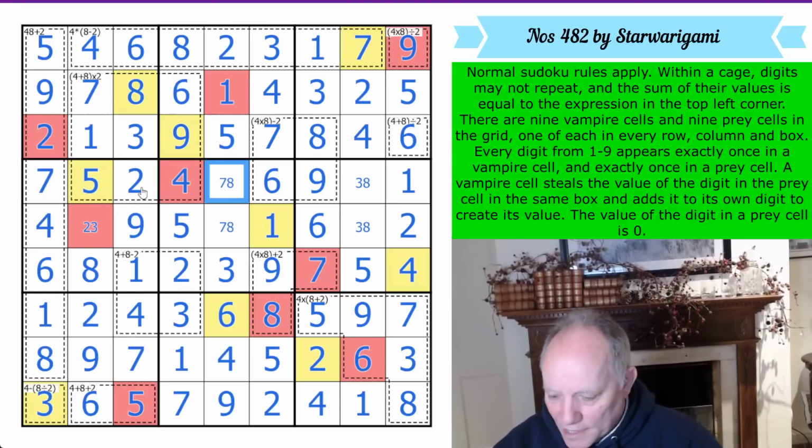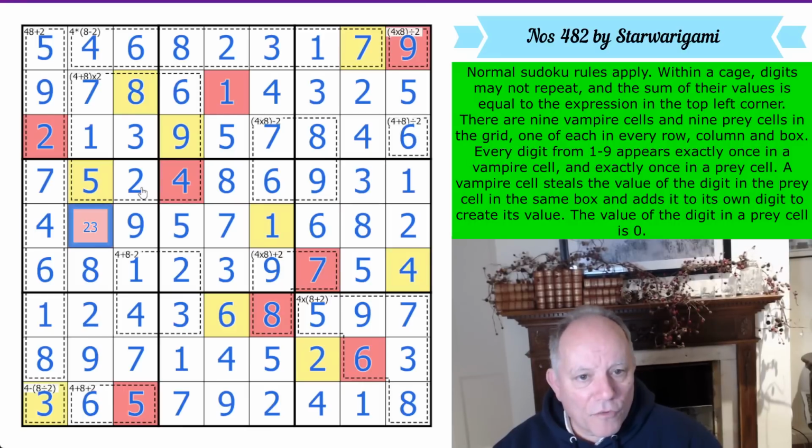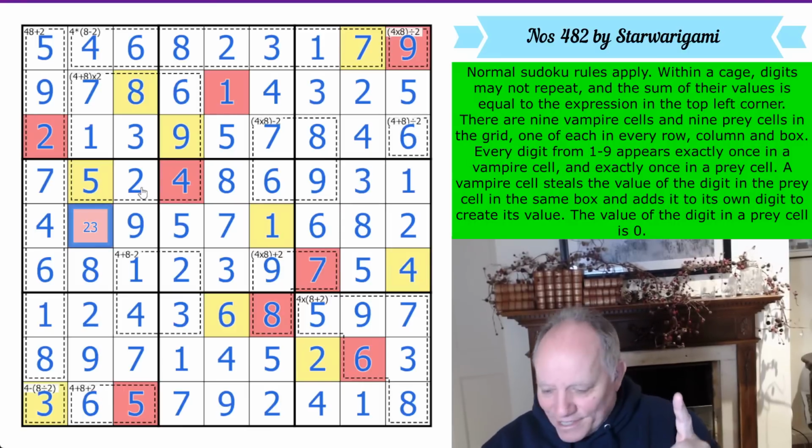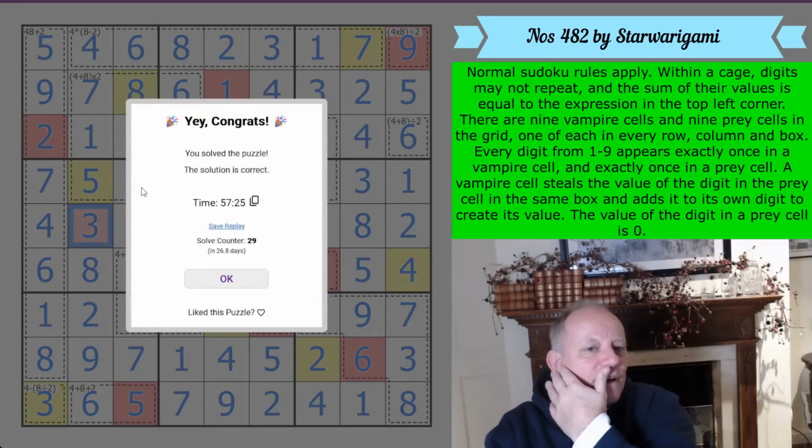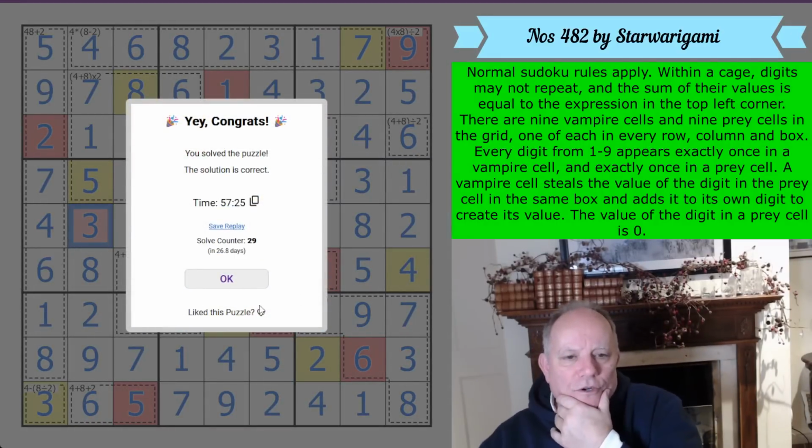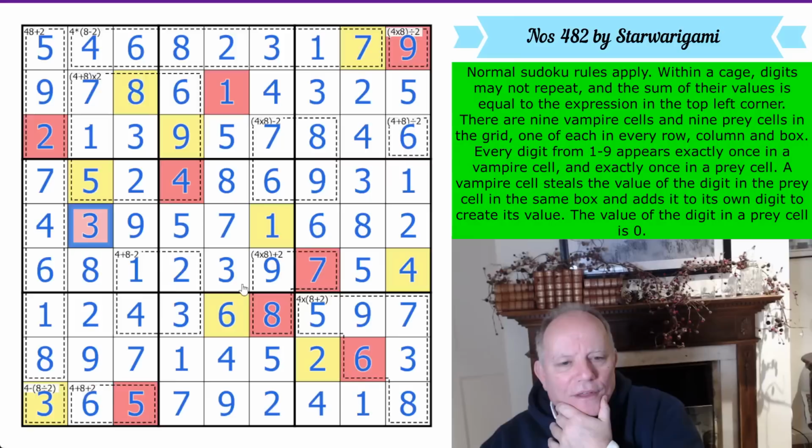That 7 does the 8-7. That 8 does the 8-3. And then I've got a 3 to put in. And that is the solution to numbers 482. 57 minutes, not a shock. It's been solved an average of once a day for the last month. It's a very hard puzzle in my opinion. I'm delighted to have got through it.